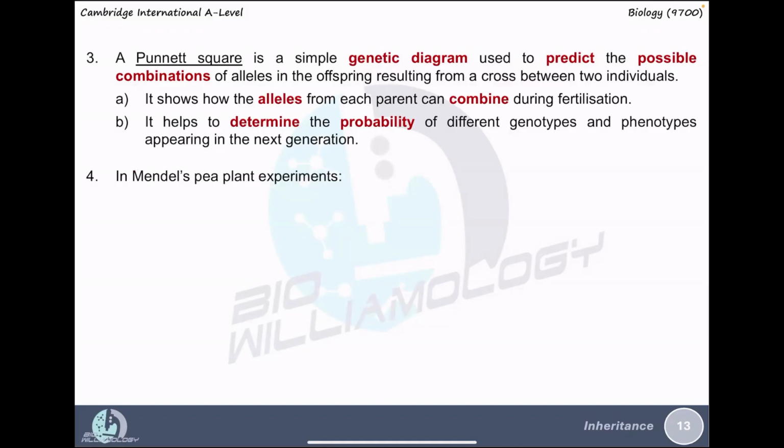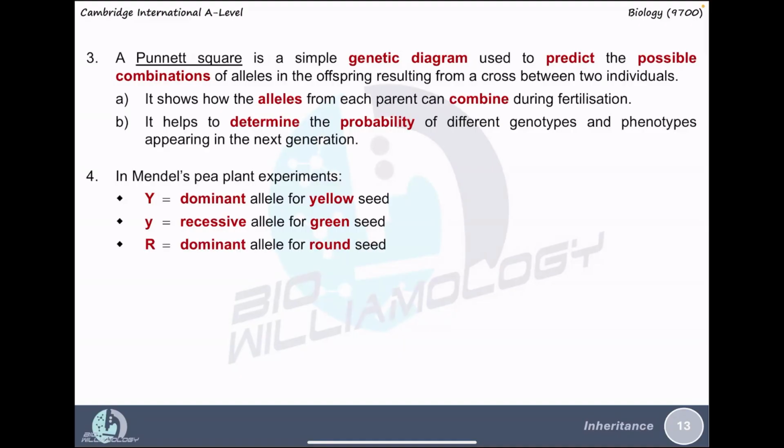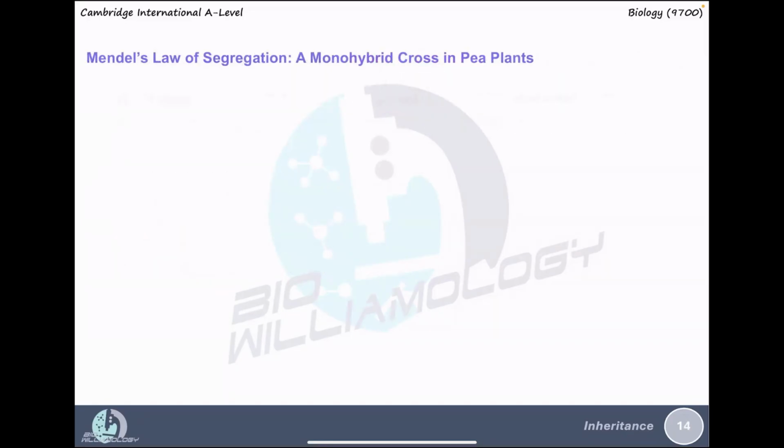In Mendel's pea plant experiment, capital Y is used to represent the dominant allele for yellow seed. The recessive allele for green seed is represented by lowercase y. Capital letter R indicates the dominant allele for round seed, and the recessive allele for wrinkled seed is represented by lowercase r. So let us study Mendel's law of segregation, where a monohybrid cross occurs in pea plants.